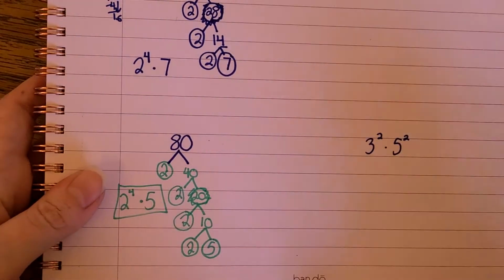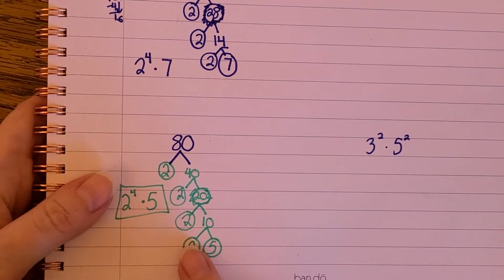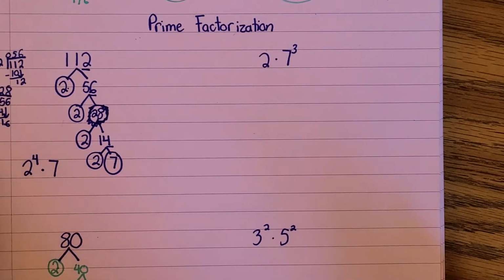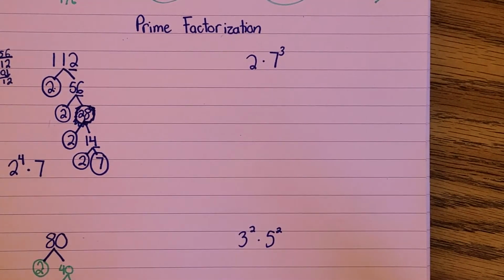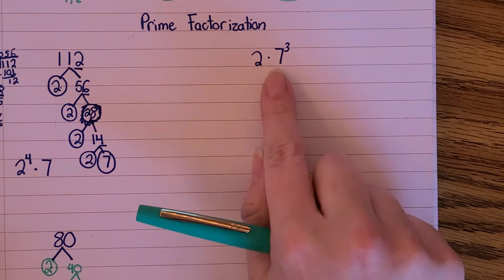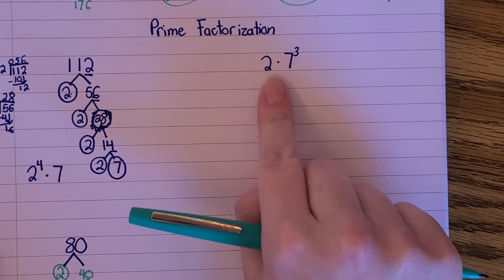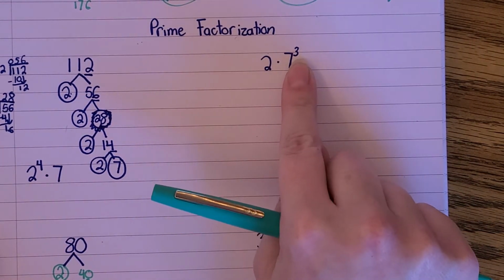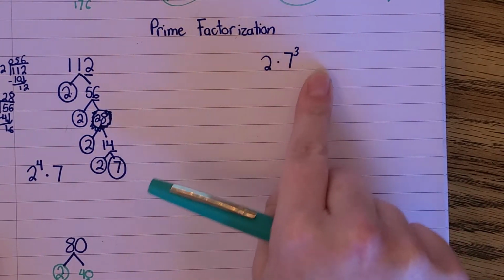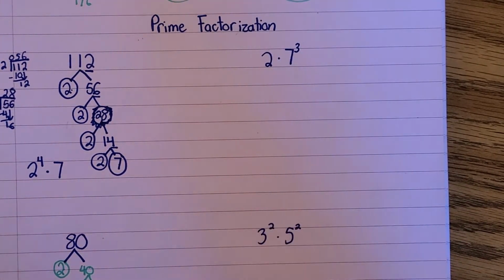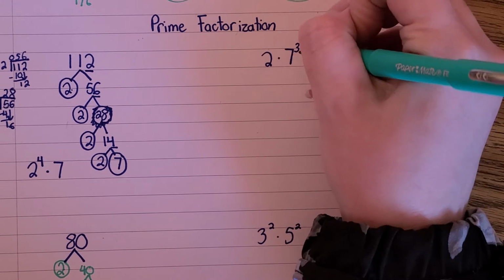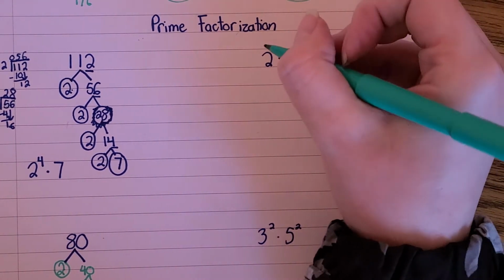If you're still having trouble with this, please message me. All right. Next, they could also give it to you backwards. They could say 2 times 7 to the 3rd power is the prime factorization of what number? Okay. All you have to do is solve, just like with the GEMDAS we've been using.